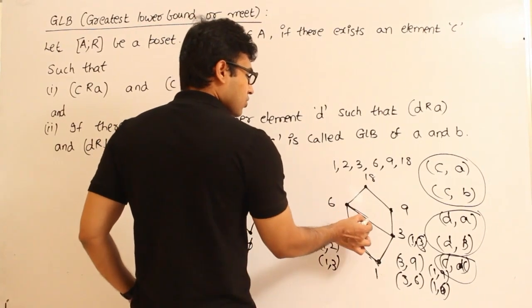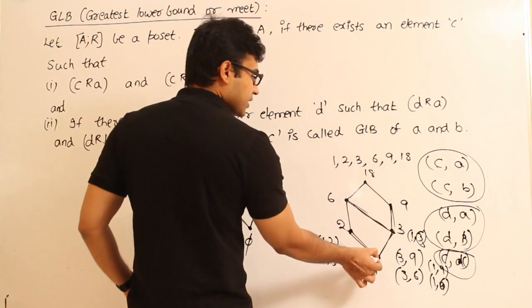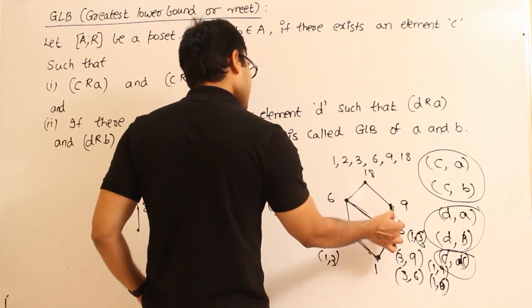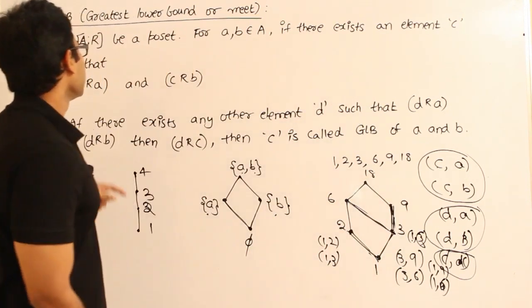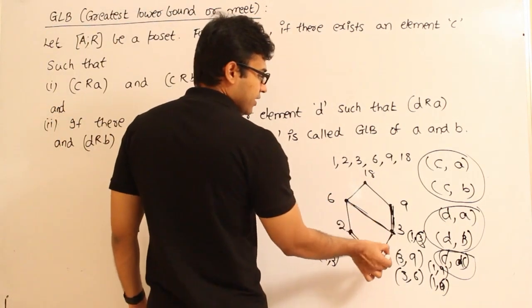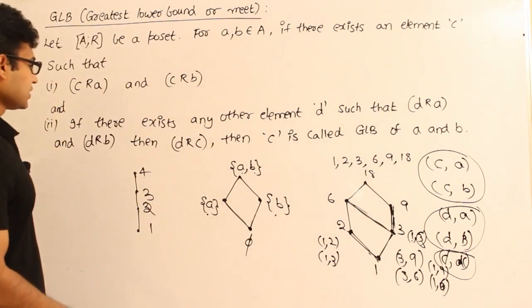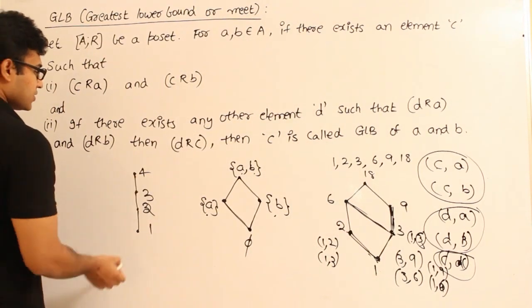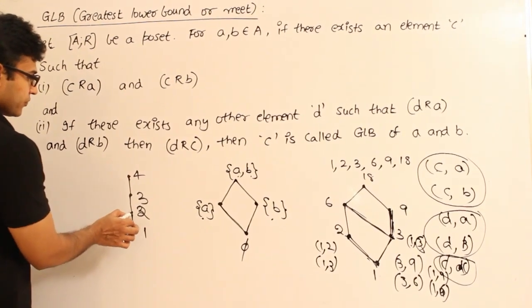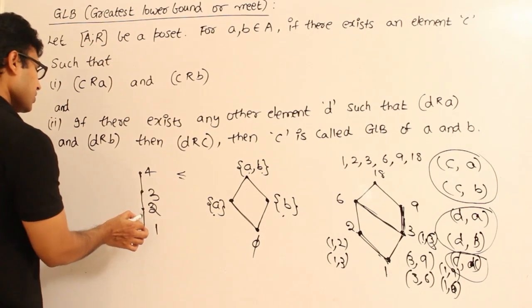Even though these two elements are meeting here as well as here, we want the greatest lower bound. That is the meaning of greatest. When we have two elements like this, one here and the other here, you are going to take the greatest one. So in this case, let's say you want the greatest lower bound between 1 and 2, under less than or equal to. Definitely the greatest lower bound is 1.